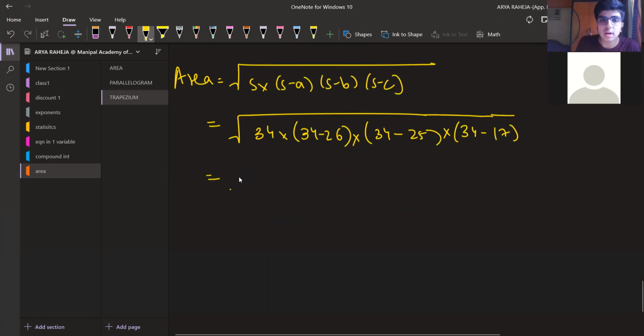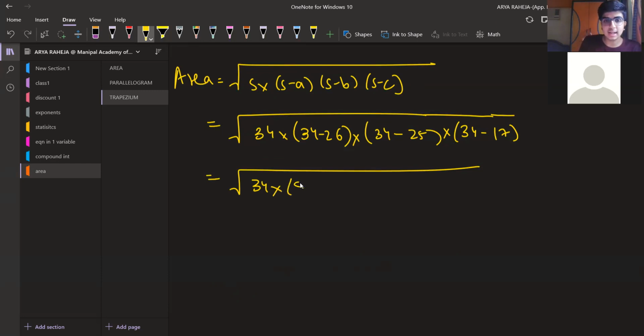So now let's continue to simplify इसको. तो 34 into now 34 minus 26 कितना है? That is 8 into 34 minus 25 is how much? 9 into 34 minus 17 is how much? 17. So we need to find this under root of 34 into 8 into 9 into 17.